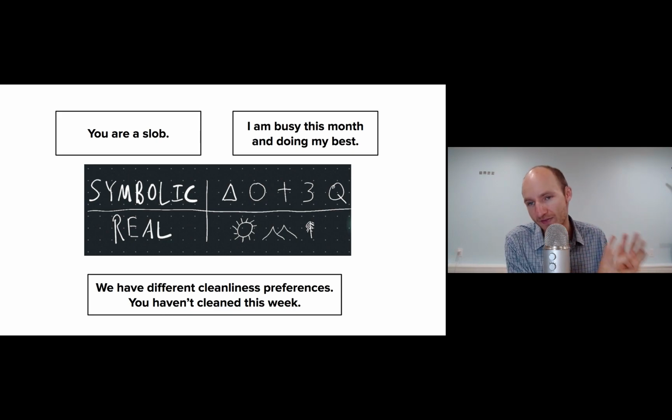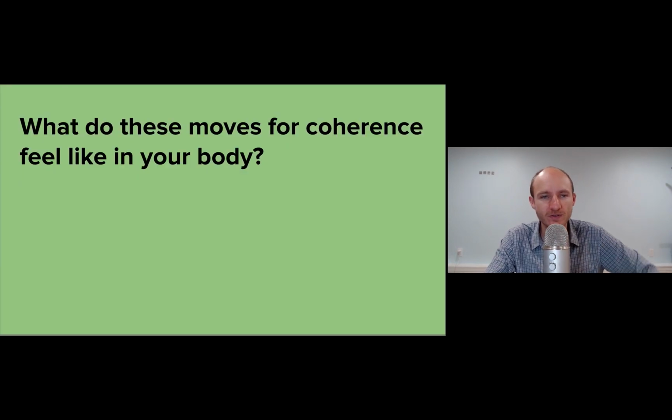And then once we have that shared third story, that reality, then we can work on our own reactions to it, emotional reactions, etc. So this shared third story is just a helpful way to gain coherence with folks. Okay, what do these moves for coherence feel like in your body?